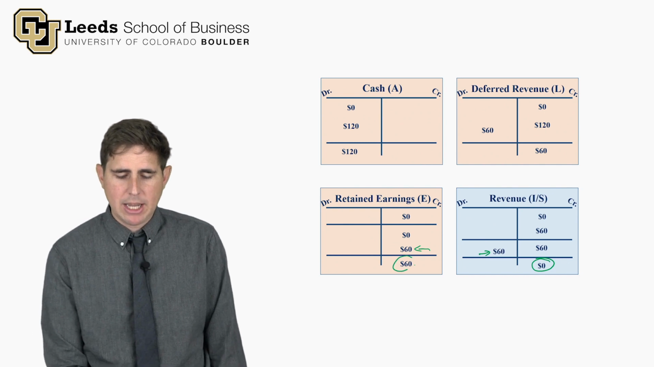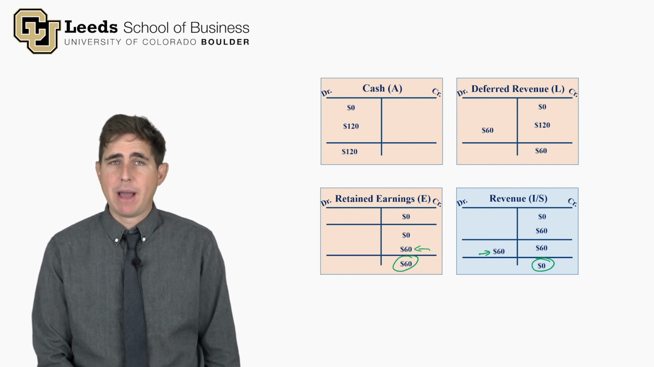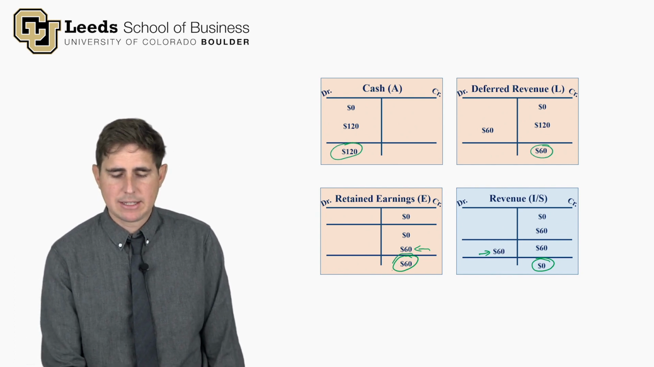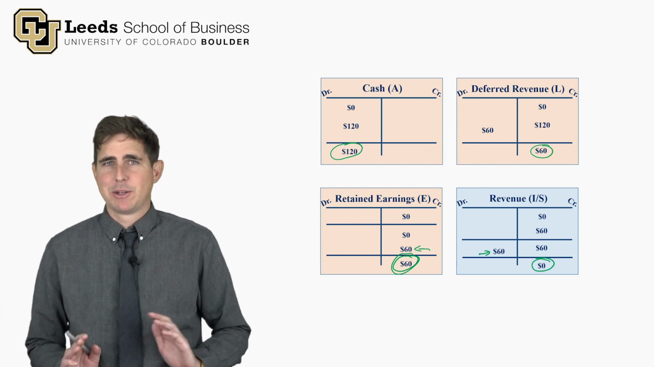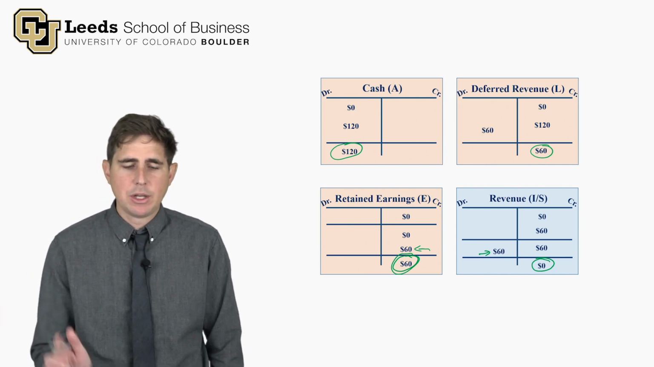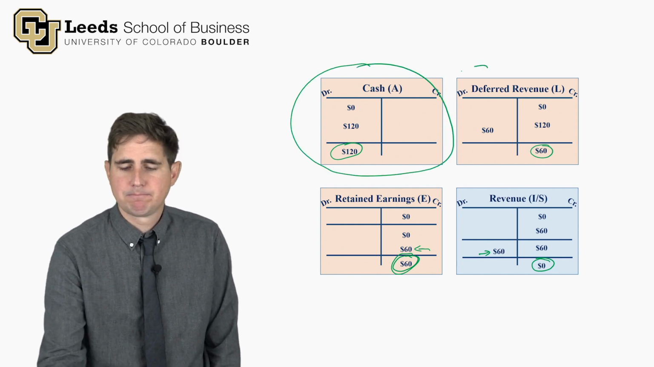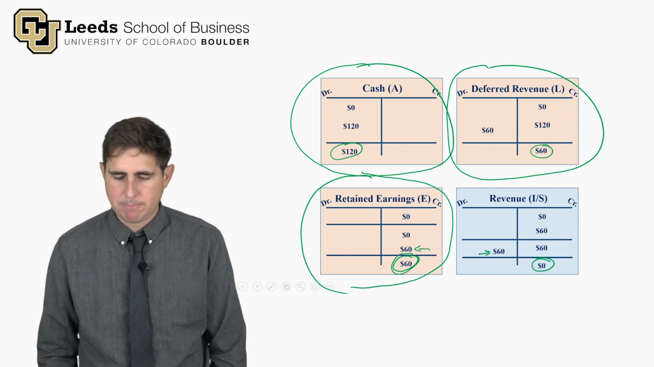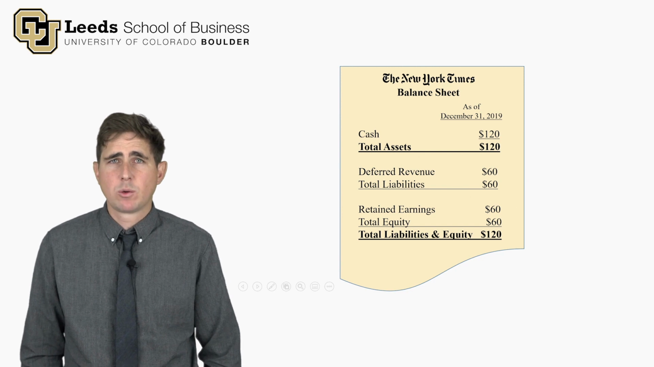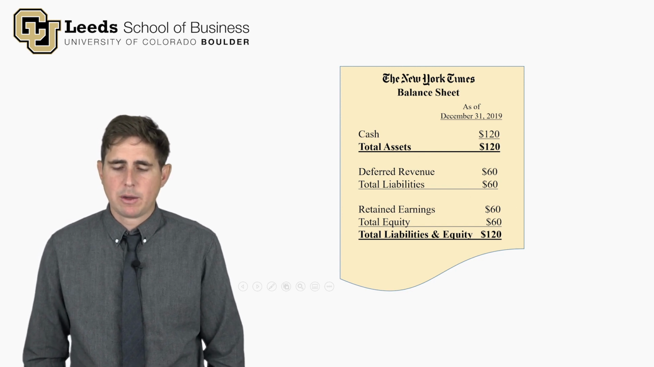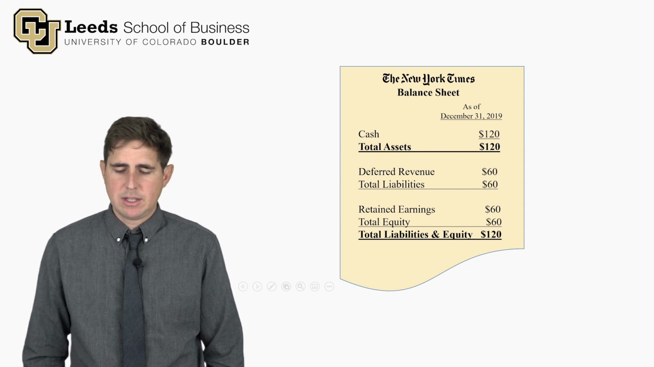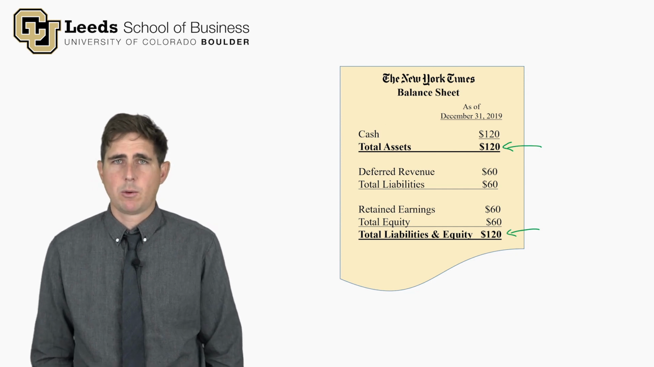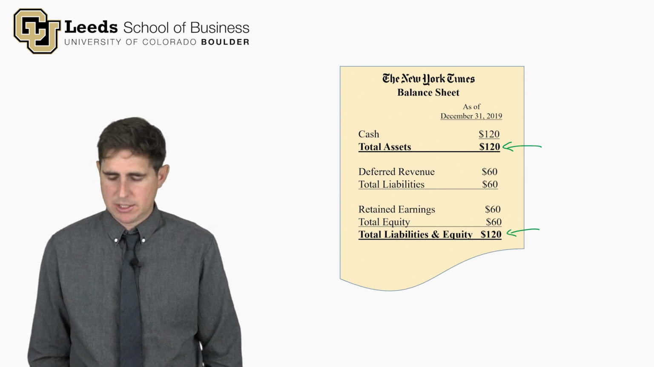And now that retained earnings has that $60 balance, well, now our balance sheet is going to balance, right? We've got $120 in cash, $60 in deferred revenue, and $60 in equity. Assets equals liabilities plus equity. Now our balance sheet will balance. And now what we do, we just circle all of our balance sheet accounts. Okay, we've got 3 of them in this case, and we're ready to present our balance sheet. So here's the 12/31/2019 balance sheet of New York Times. The cash balance is 120, deferred revenue of 60, retained earnings of 60, and as you'll note, assets equals liabilities plus equity. So we've finished the entire accounting process for a year.